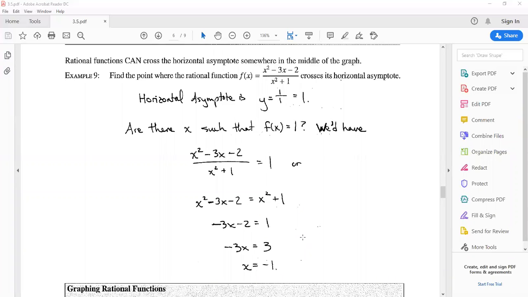So it looks like this graph of y equals f of x does cross its horizontal asymptote at the x value x equals minus 1. The full point would be x value is minus 1 and y value is 1, right?